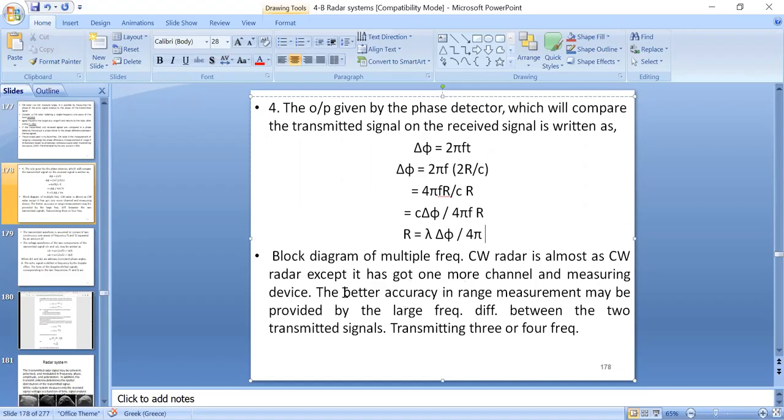And I already told that the block diagram is similar to the basic continuous wave Doppler radar. In addition to that block diagram, in the receiver section, only the phase detector block and channel are included, right?